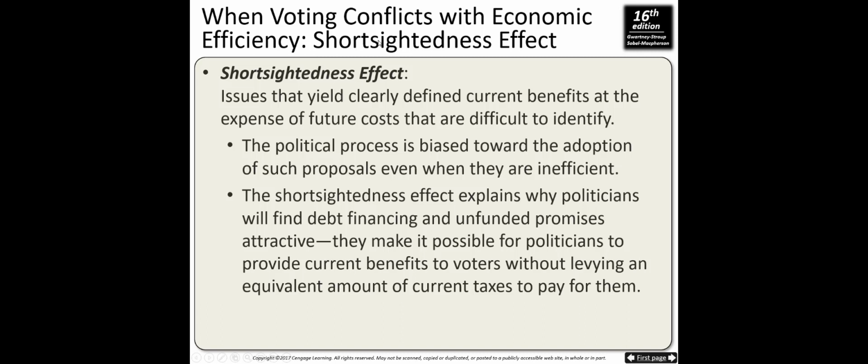Next, we will talk about the short-sightedness effect, which is again one of the cases where voting conflicts with economic efficiency. These are issues that yield clearly defined current benefits at the expense of future costs that are difficult to identify. So, the political process is biased toward the adoption of such proposals even when they are inefficient. Politicians prefer projects that result in benefits today, but the costs can be spread to the future. The short-sightedness effect explains why politicians will find debt financing and unfunded promises attractive.